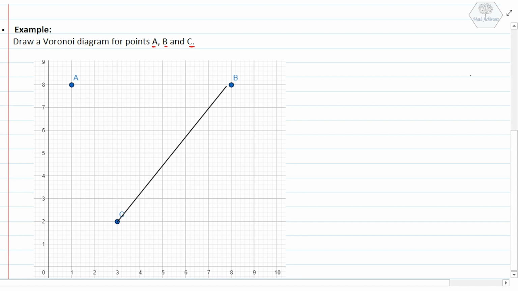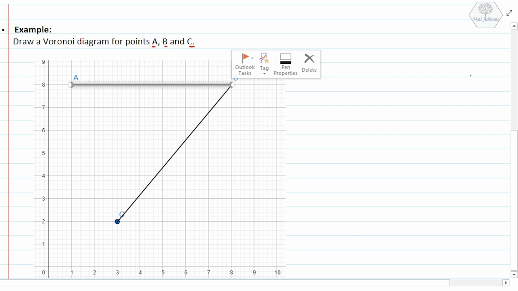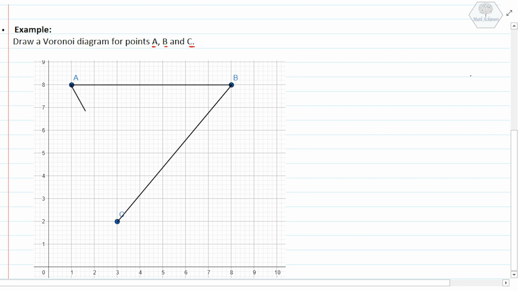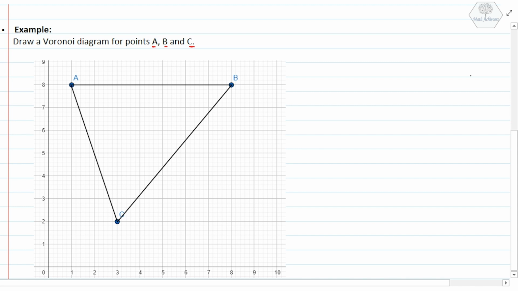So I have to draw a straight line connecting C to B. I want to draw another straight line connecting A and B. Also, I have to draw another straight line connecting A and C. After drawing my straight lines, I want to draw the perpendicular bisector for each line.